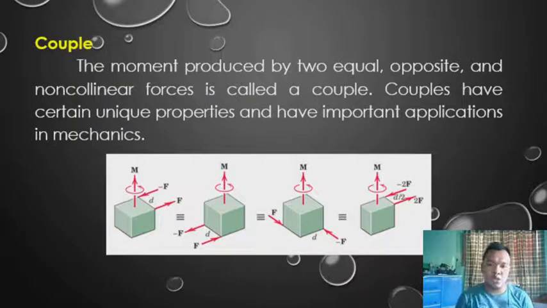So dinefine natin si couple ng nakaraan as two forces na opposite in direction with same magnitude and not collinear with each other. So ito, example ng couple ay itong F dito, negative F and positive F dito is same magnitude po siya na F and opposite in direction and not collinear with each other. So may distance na D. So ito po ay ma-consider nating couple, no?